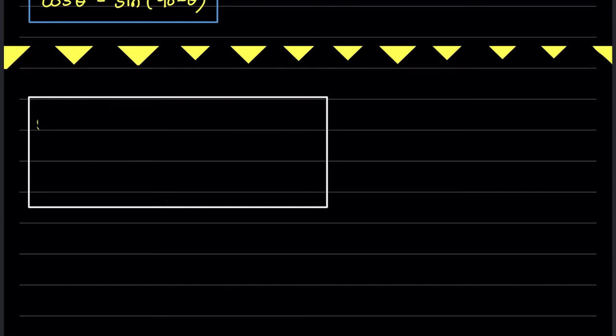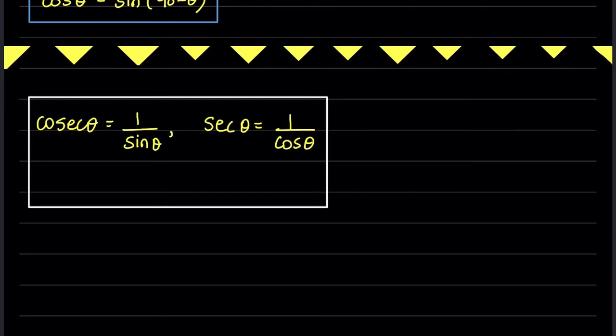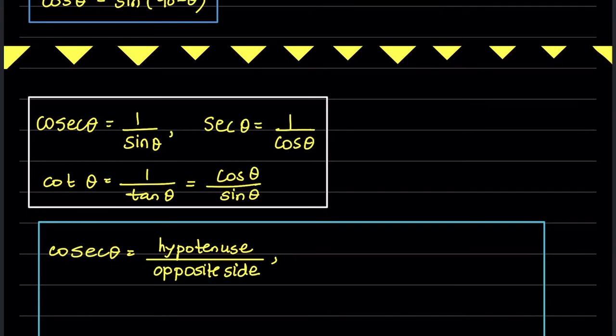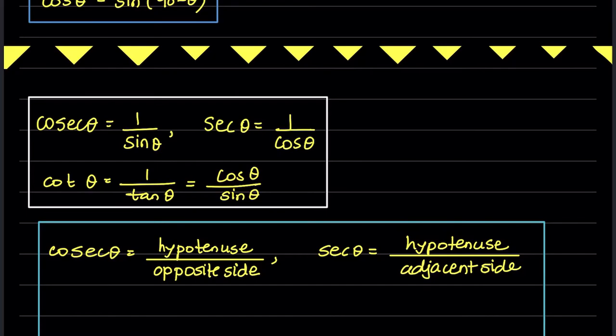For now we will study three more ratios, which are cosec theta, sec theta, and cot theta. So cosec theta is reciprocal of sin theta, sec theta is reciprocal of cos theta, and cot theta is reciprocal of tan theta. So cot theta will be cos theta upon sin theta. Now cosec theta is hypotenuse upon opposite side, then sec theta is hypotenuse upon adjacent side, and cot theta is adjacent side upon opposite side.